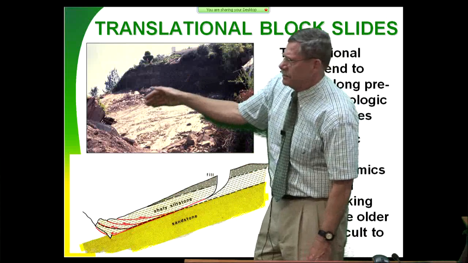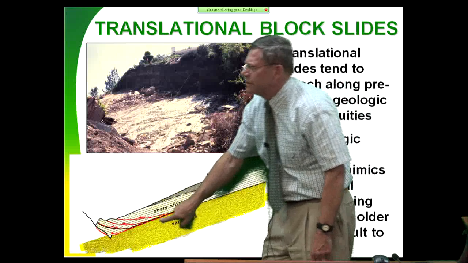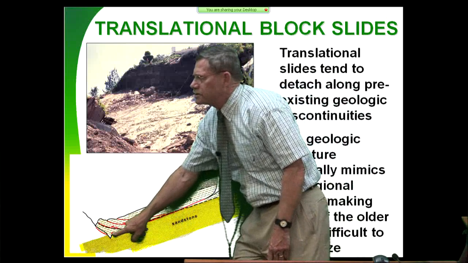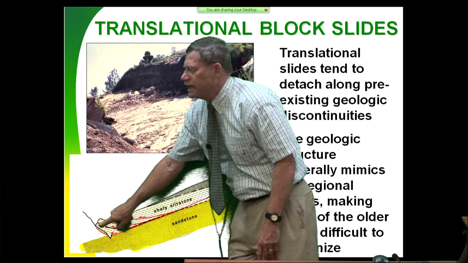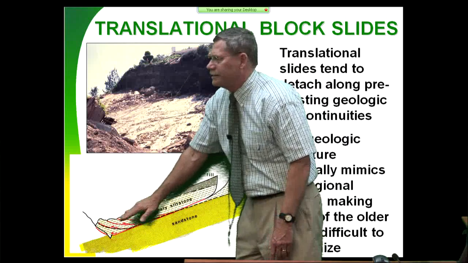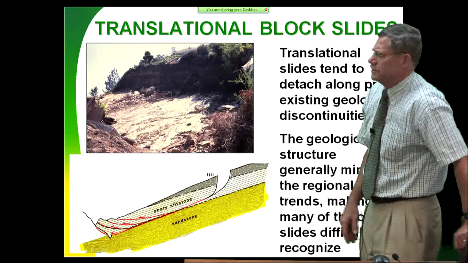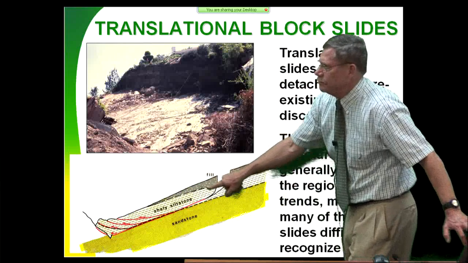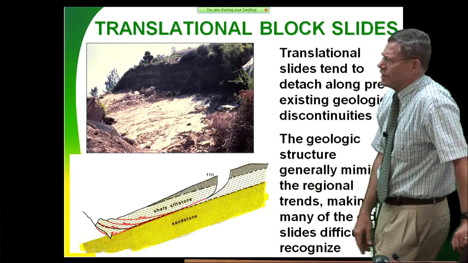In this case, you get a translational block slide on an inclined bedding surface. It comes down, shears across, goes up the other side of the canyon, and then the next block comes down above that one, the next one above that one, the next one above that one, until you get a more stable inclination and the whole thing comes to a stop. And this piece breaks off and back rotates into this graben right here.